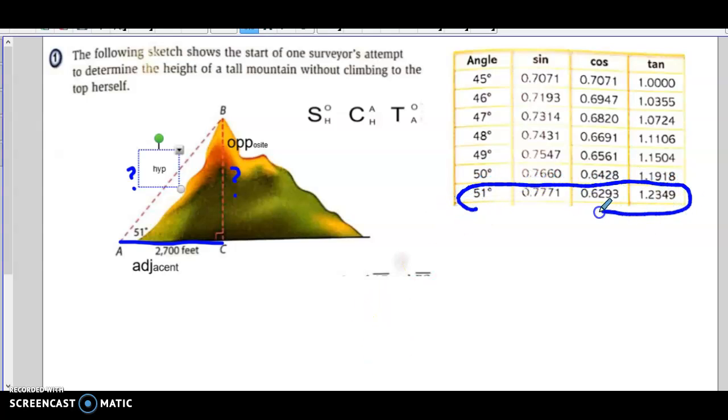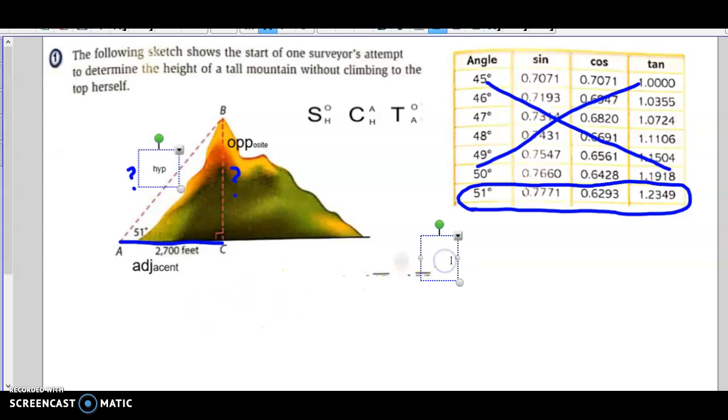Those numbers to answer this problem. I don't really need this stuff because I'm only really worried about 51 degrees. See it right there? So let's write down some things that are absolutely true. I know that the cosine of 51 degrees is equal to 0.6293. Well, the cosine is also equal to the ratio of the adjacent side over the hypotenuse.